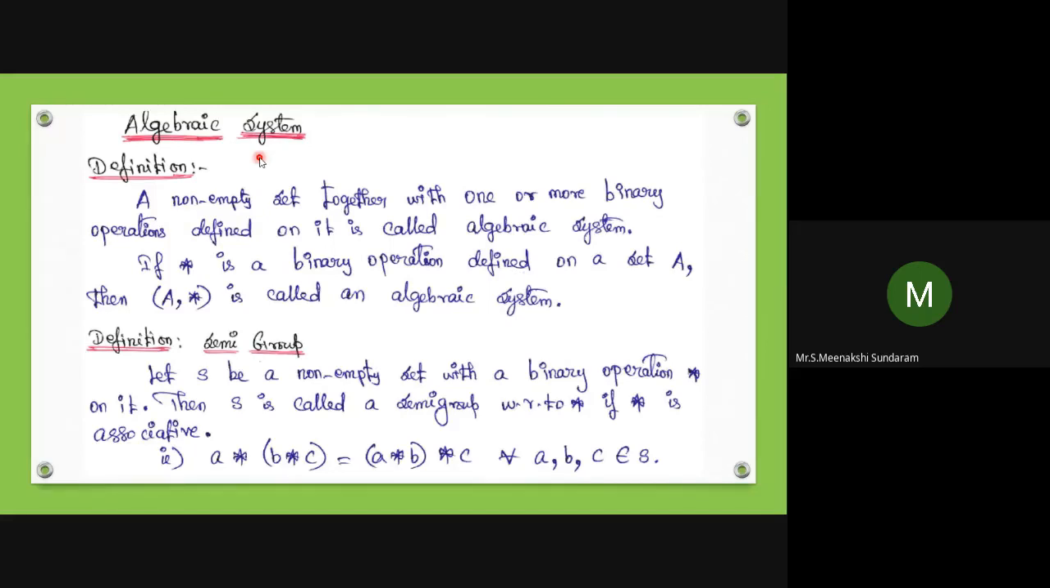If star is a binary operation defined on a set capital A, normally we represent the set with a capital letter. Set capital A, then A comma star is called an algebraic system.